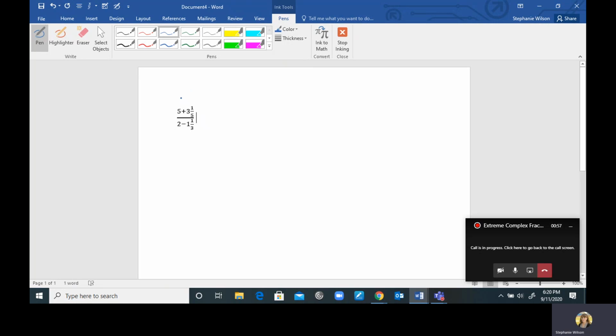Extreme complex fractions. Complex fractions are a mixture of operations in a fraction. So when you look at this numerator, what do we see? We see that we got this whole number plus this mixed number, divided by this denominator that has this whole number minus a mixed number.